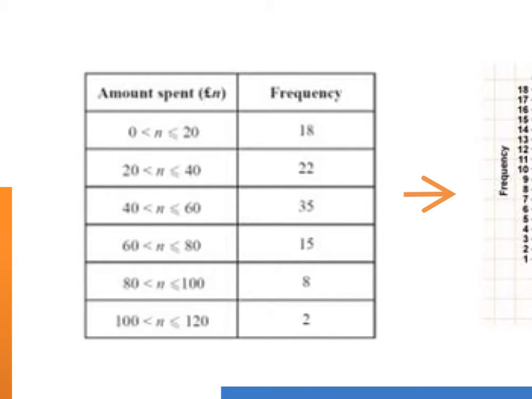Absolutely, every year, guaranteed there will be one of these on the exam paper. This is what's known as a grouped frequency table. There are 5 main questions that they'll ask you about it. Now, there are a couple of others, but these are the 5 top ones.